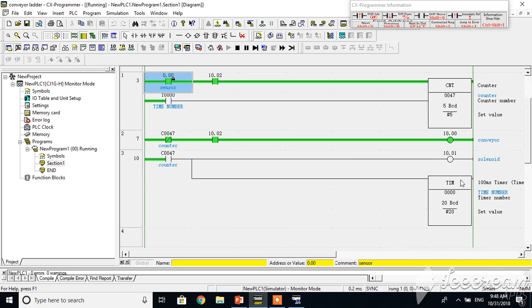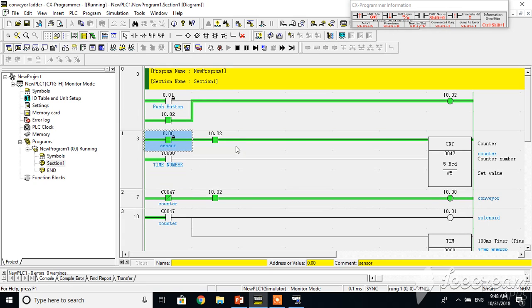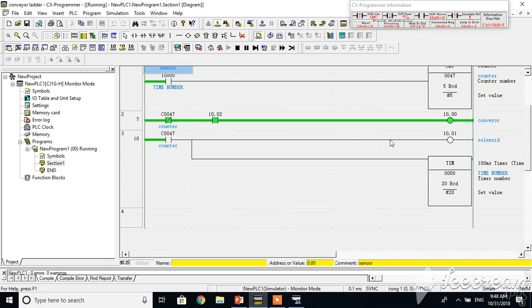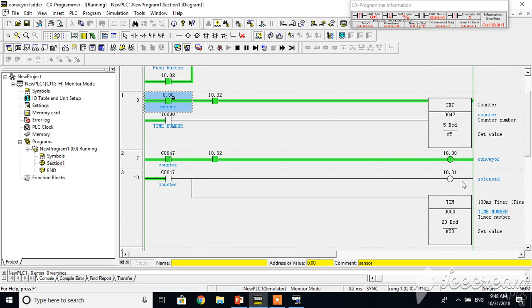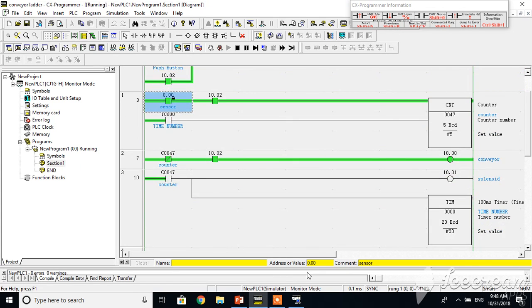The timer will count for 2 seconds. After that, the whole thing will repeat back to the sensor here, and the counter will be reset once the timer is done with the 2 second counting. This is the ladder program we did for the topic.